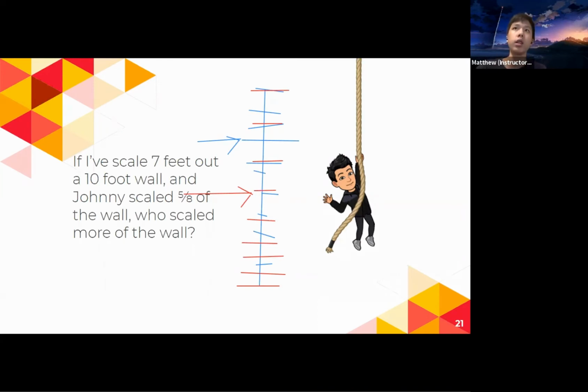Another way to check this is to have them with equal denominators, as you see by the 1/2 and 2/4 example. So 7/10 and 5/8. You could multiply the first by 4 and get 28/40. For the other, you can multiply both sides by 5, so you get 25/40. 28/40 is greater than 25/40. So I scaled more of the wall. Do you guys understand this?